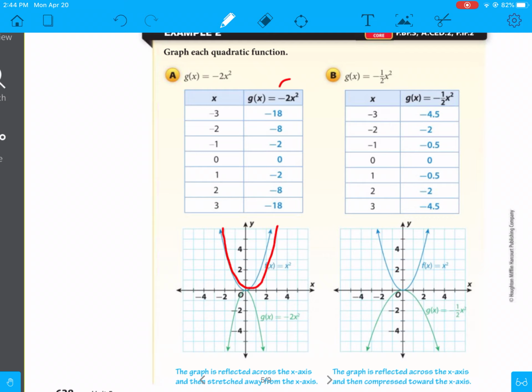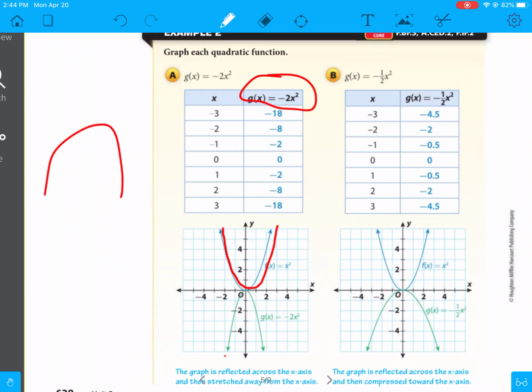Now this negative in front of it, so this negative that's in front of that a means it's going to open going down. And all you're going to have to do is plug in. So -3 squared is -3 times -3 is 9. 9 times -2 is -18. So that's how you can graph for letter A.